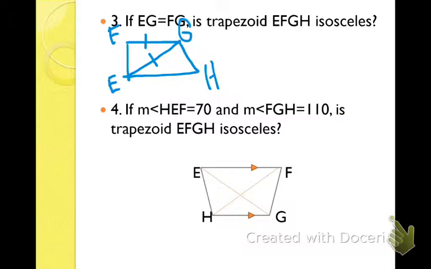That's not possible. That would not be an isosceles trapezoid. It would have to be EF equals GH, right? EF equals GH, or FG is congruent to EH. So my answer to that would be no. That will not work.